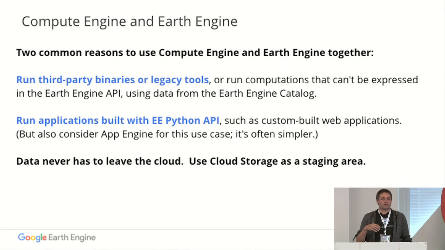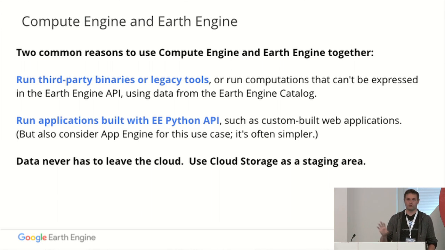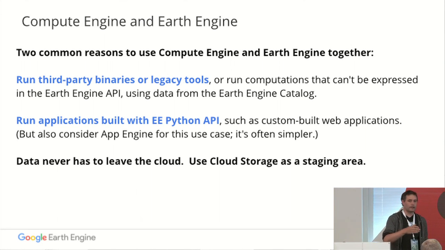The other reason is because you just need some place to run your Earth Engine scripts. Say you're building an Earth Engine-powered website, and you want to run a web server built in Python, or some other automated processing environment built in Python that happens to drive Earth Engine. You can run that in Compute Engine. And the idea here is the data never has to leave the cloud. Even if you are doing imports or exports, they're all within the cloud. That's much cheaper and much faster. So you can use Cloud Storage as a staging area for moving data in and out of Earth Engine, for processing it in your own third-party tools.